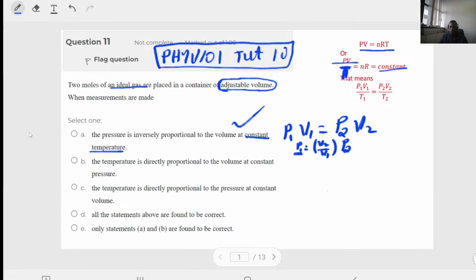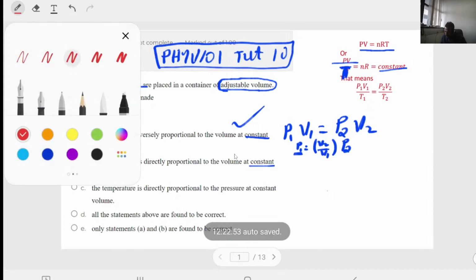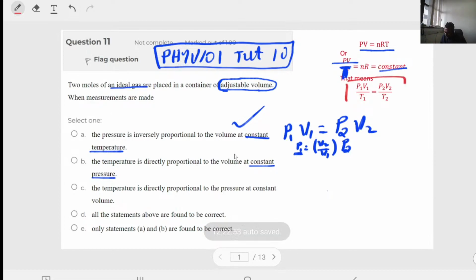Okay, that side is alright. Then I could also go to the case of B. It says the temperature is directly proportional to volume at constant pressure. You have to look into this one. What does it mean? If pressure is constant, I'm going to use exactly this equation again: V1 over T1 is equal to V2 over T2.